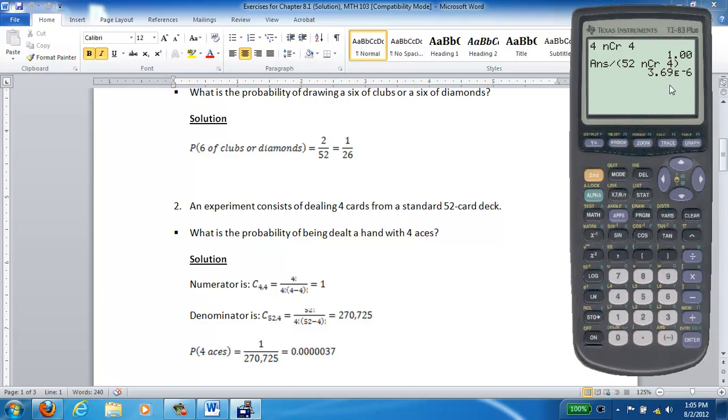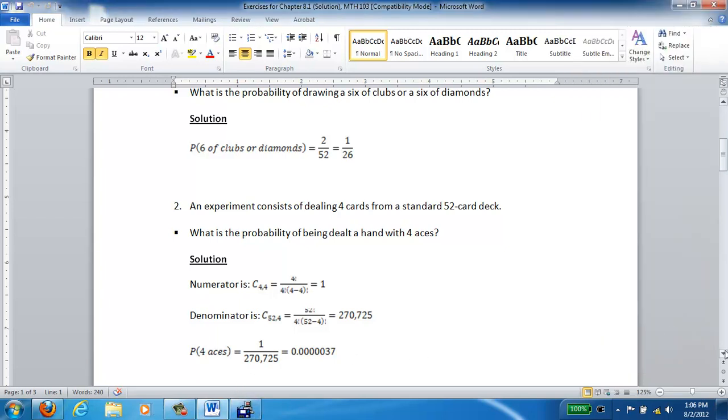Don't forget, this is how many zeros you have before the number. If you have E-6, that means the answer is 0.00000 and then the number. Next one.